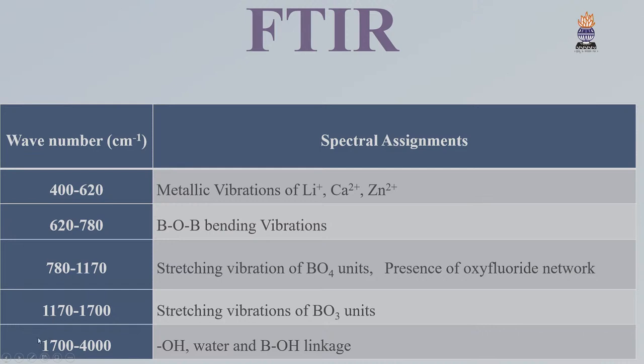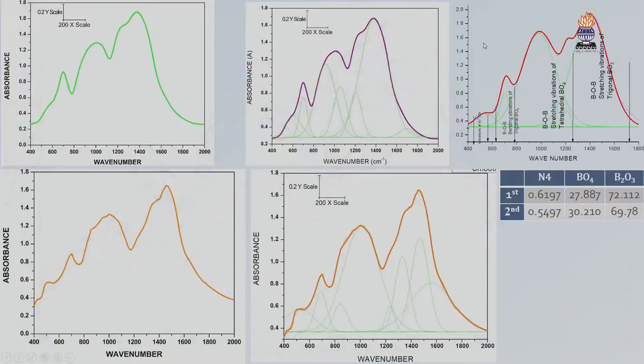In earlier discussions we covered the FTIR data, right? Professor Shivshankar said, and Professor Eraiah also said, that we want to analyze the vibrational band stretchings, where we get the metallic vibrations, the B-O-B bending vibrations, the stretching vibrations of BO4 and BO3, and some water molecules and B-O-H bond linkages. The main important thing is to analyze from the wave numbers here. And how to analyze? You have so much data, but the analysis is very important. You have the data like this, but plotting like this is very difficult.